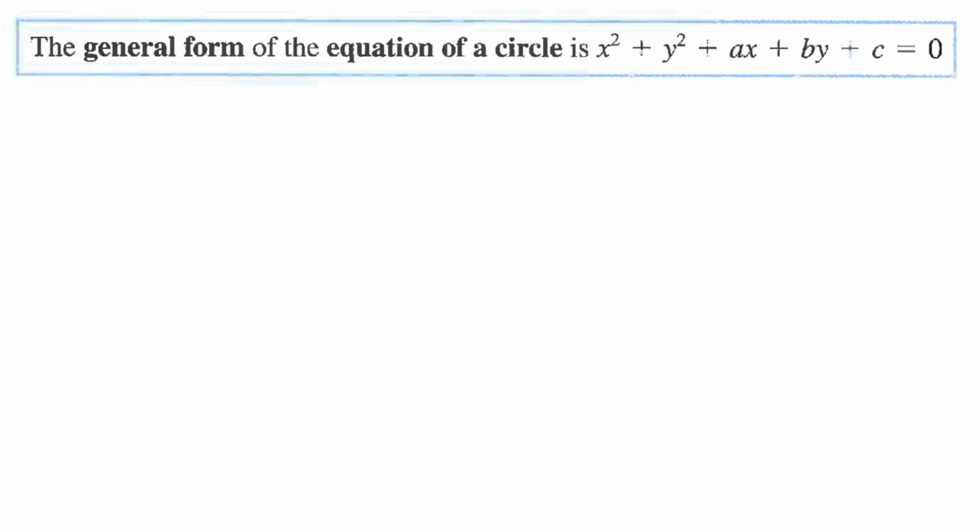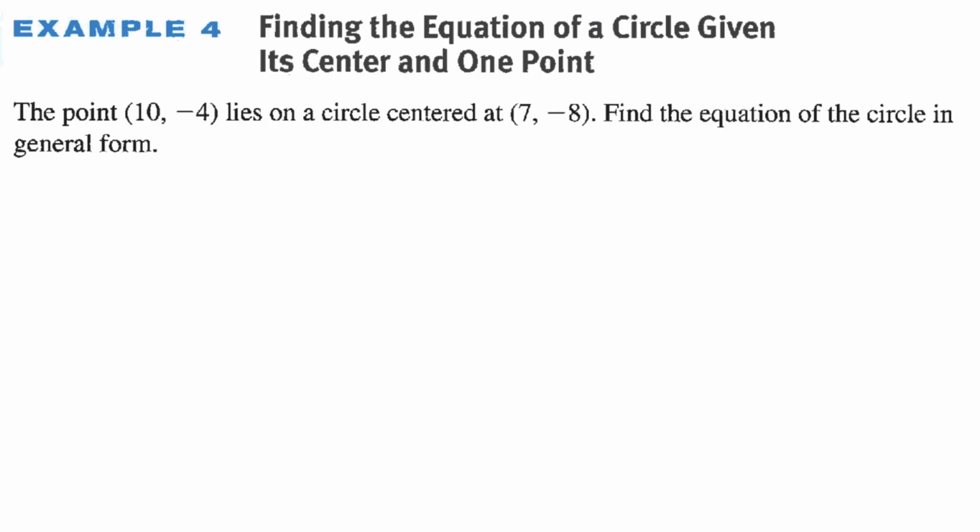All right, so we're up to the general form. What is the general form useful for? It is useful for solving when we have two different points. If the point (10, -4) lies on the circle and (7, -8), find the equation of the circle.